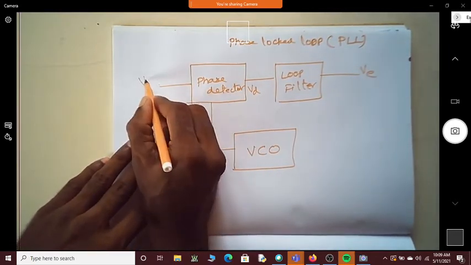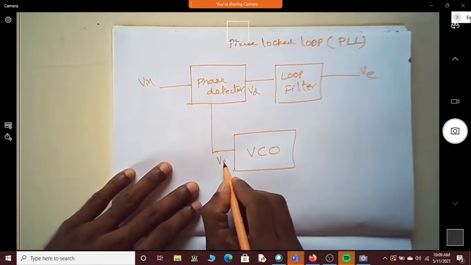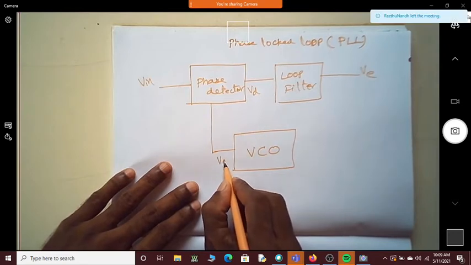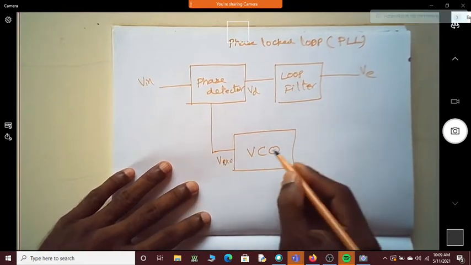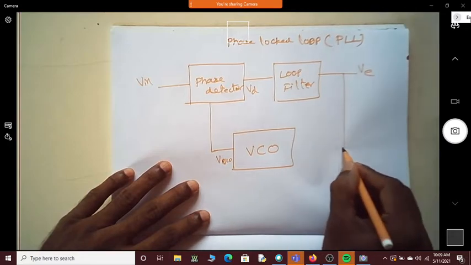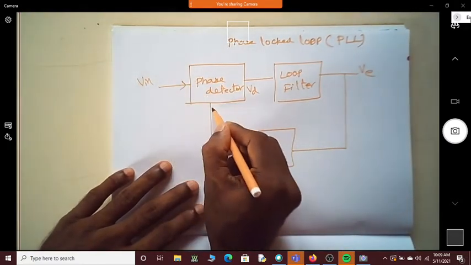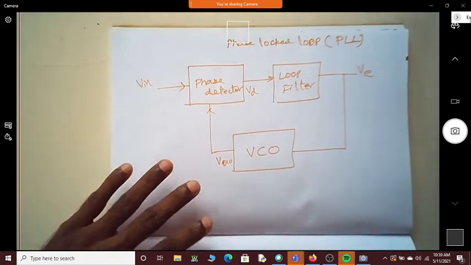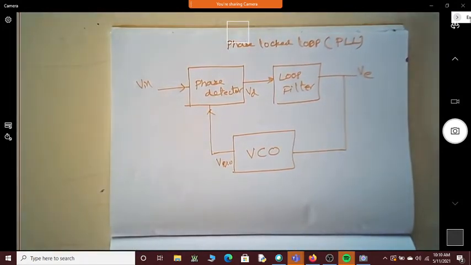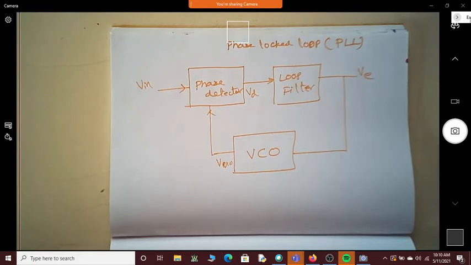And this is the input voltage which you are getting. Let me say it as VCO itself. Otherwise, this is the buffer. So as the name itself indicates.